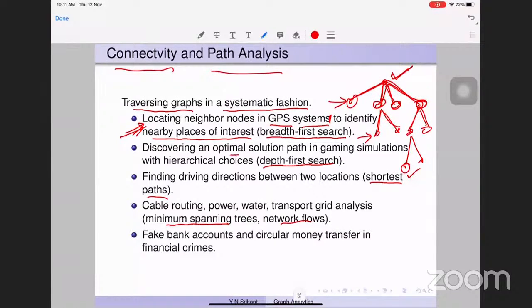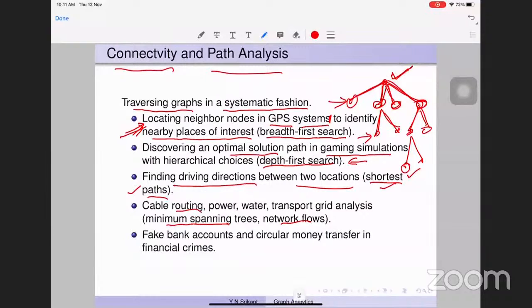Discovering an optimal solution path in gaming simulations. So this uses what is known as depth first search. And then finding driving directions between 2 locations, which we all do when we are driving. We use the Google map. And internally, Google will run the shortest path algorithm.